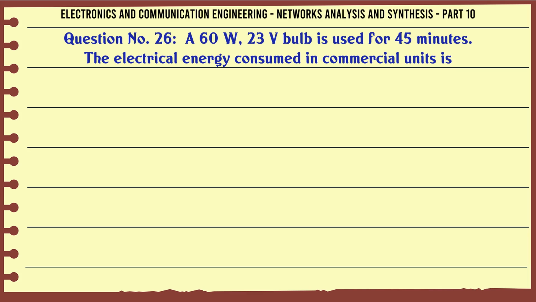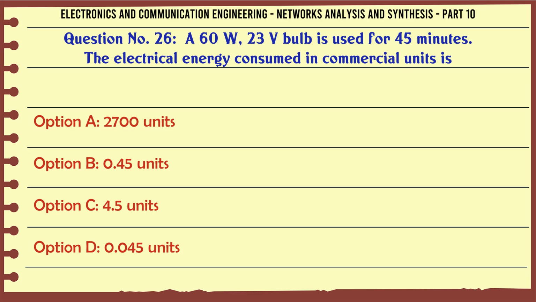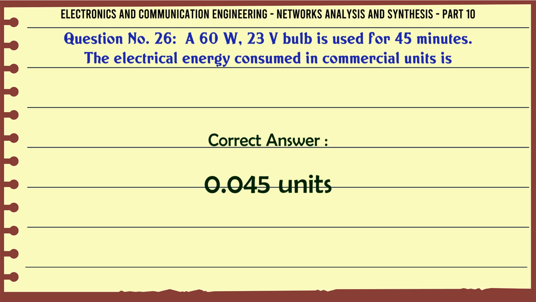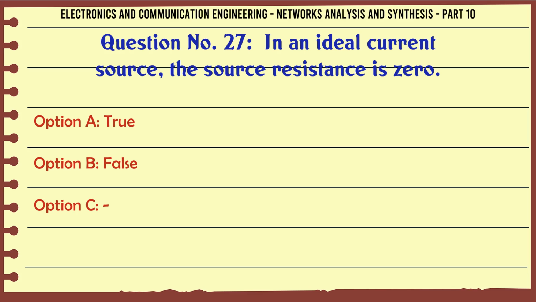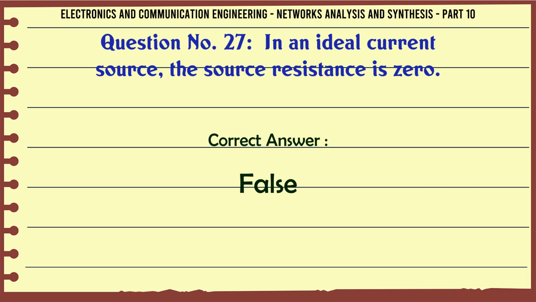A 60 watt, 230 V bulb is used for 45 minutes. The electrical energy consumed in commercial units is: A) 2700 units, B) 0.45 units, C) 4.5 units, D) 0.045 units. The correct answer is 0.045 units. In an ideal current source, the source resistance is 0: A) true, B) false. The correct answer is false.